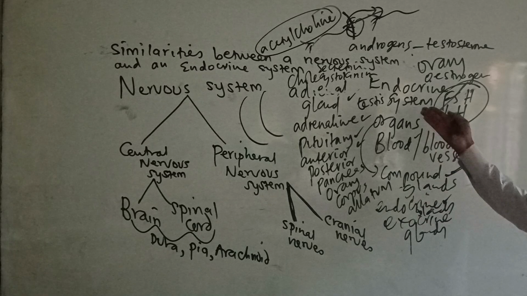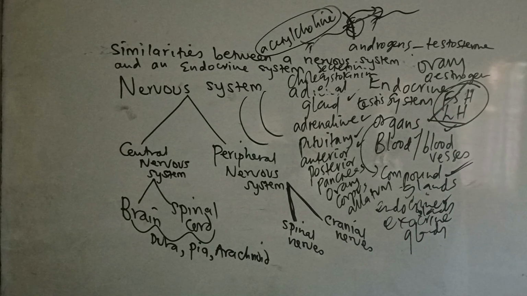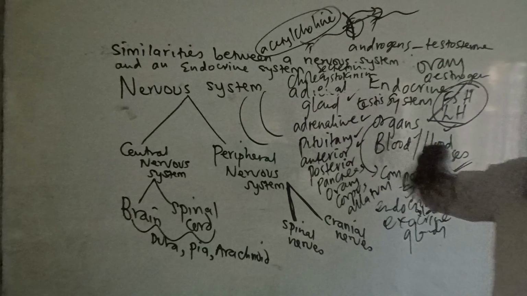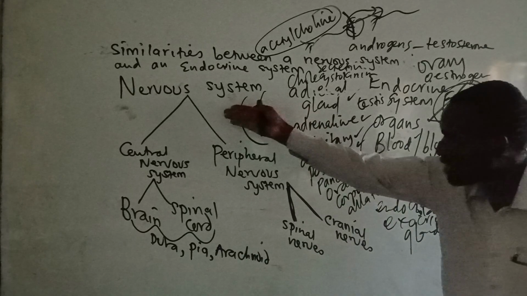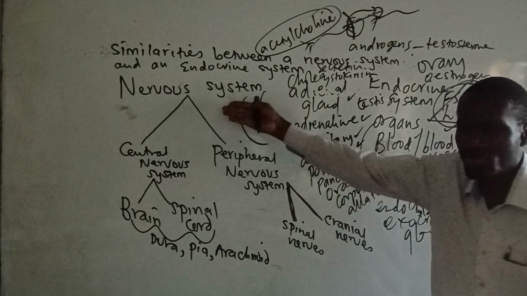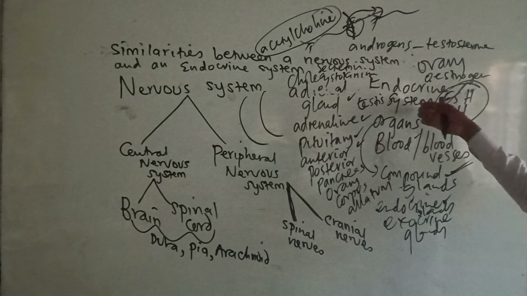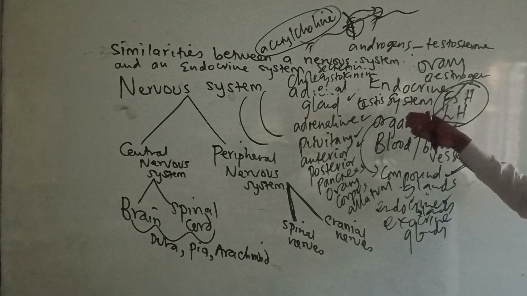And as far as the endocrine system is concerned, we are transmitting hormones, which are chemical messages. So they have a similarity in that they all involve transmitting chemicals. Acetylcholine transmits a nerve impulse between two neurons or nerve cells, and hormones, which are chemical messengers, are transported from one part of the body to another by the blood.